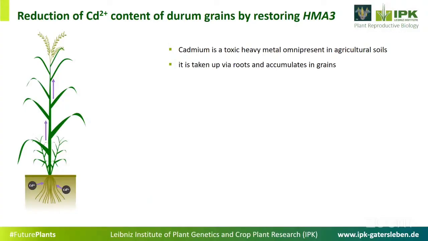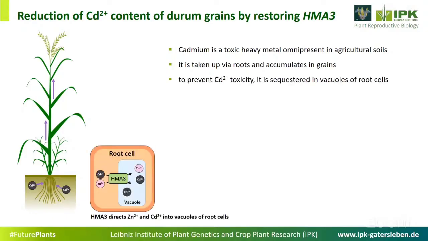The next story is about food quality. When the durum wheat reference genome was published, I learned that durum wheat contains comparatively lots of cadmium in the grains. This is an interesting scientific story: it was found that the majority of durum wheats have a mutation which leads to accumulation of cadmium in the grains.